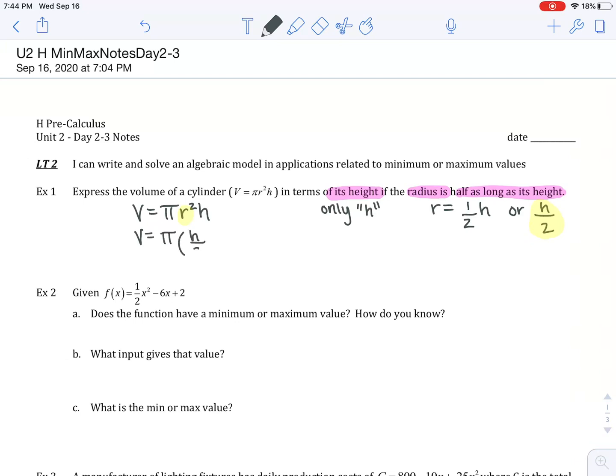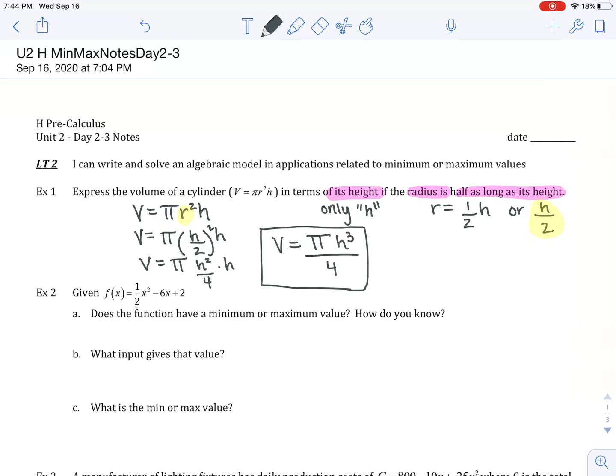So h over 2. H, don't forget the squared. Cleaning it up a little bit, this is h squared over 4. Do not forget to take the squared of the bottom, okay? This is that last h. And then I'm just going to combine some like terms, like those h's. I'm going to clean those guys up. So I'm going to get h cubed. Remember, add the exponents, all over 4. That's my final answer.